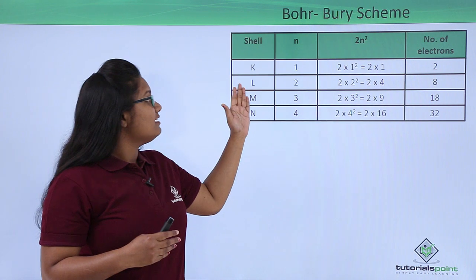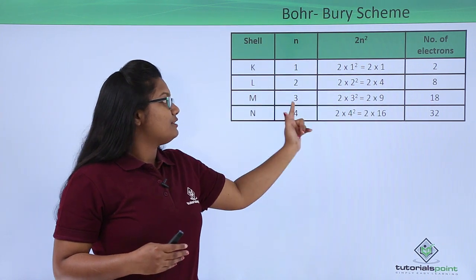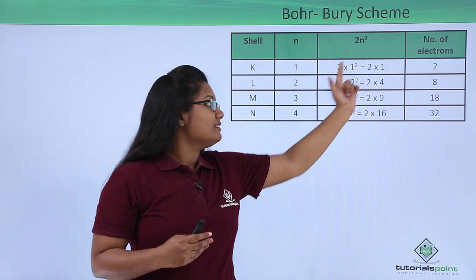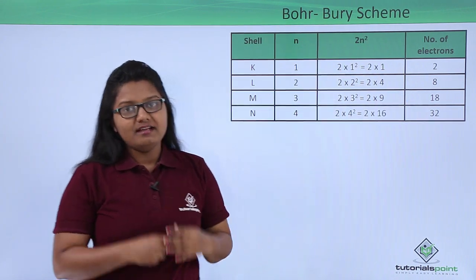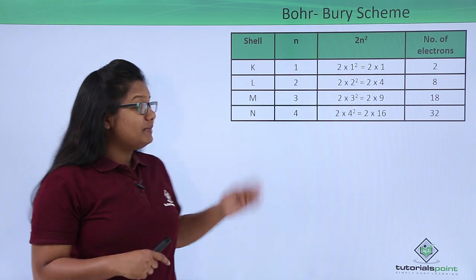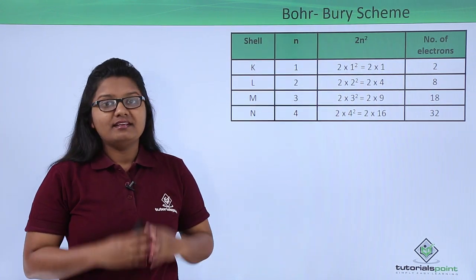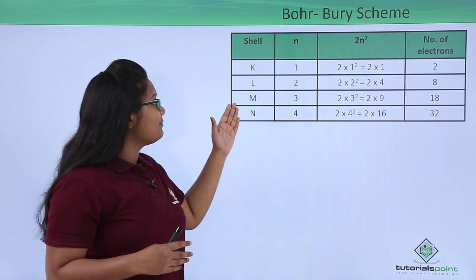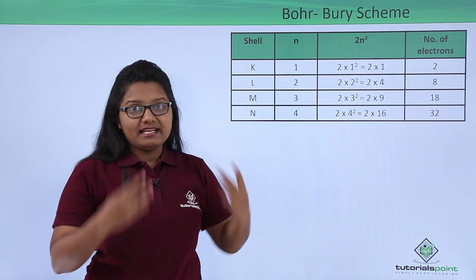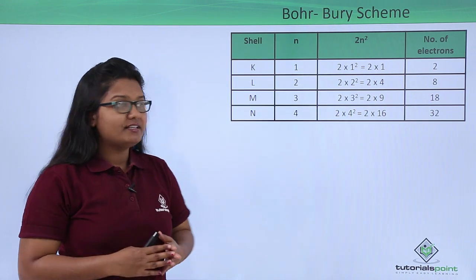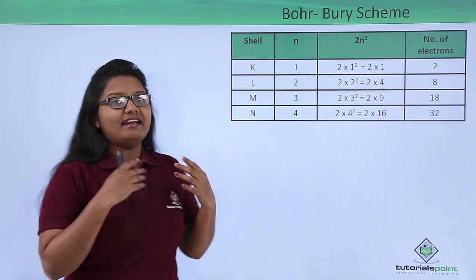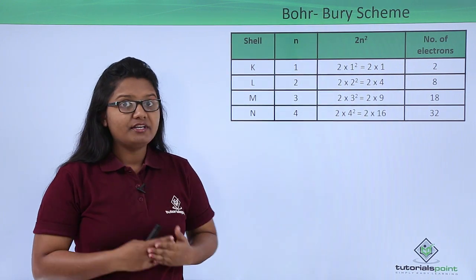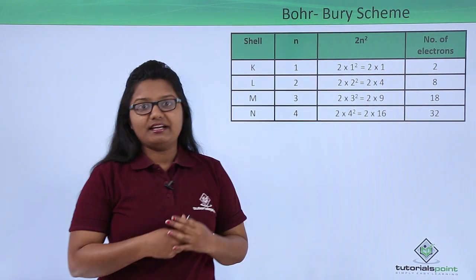Similarly, for the L shell, whose n value is 2, when we substitute this value in 2n squared, it yields the answer 8. So, there can be at most 8 electrons accommodated in the L shell. Similarly, for the M shell, whose n value is 3, the maximum number of electrons that can be accommodated is 18. And for the N shell, the maximum number of electrons becomes 32.